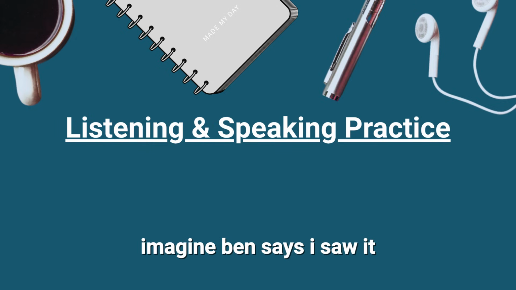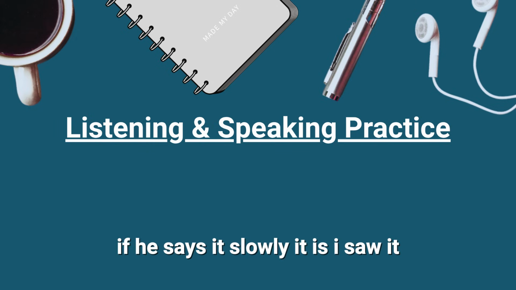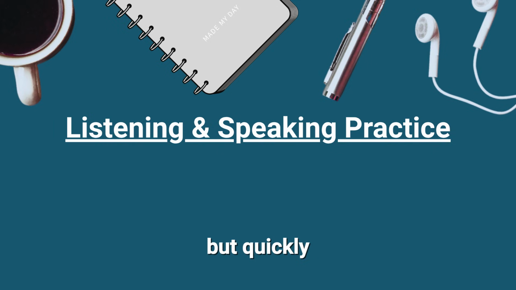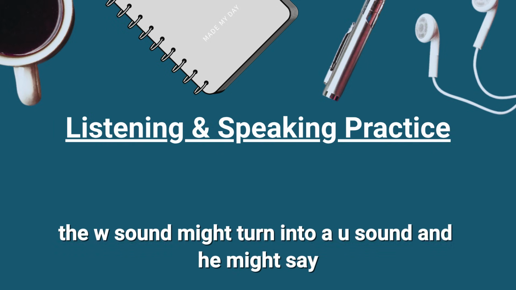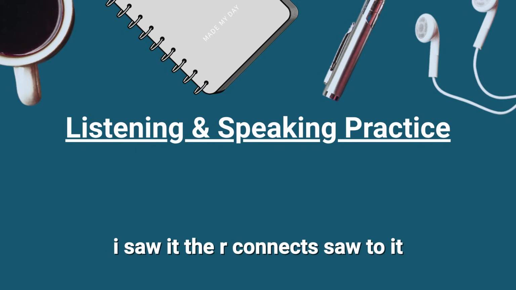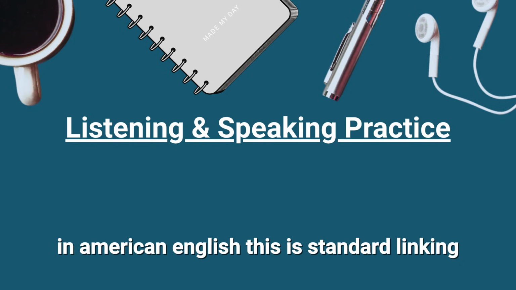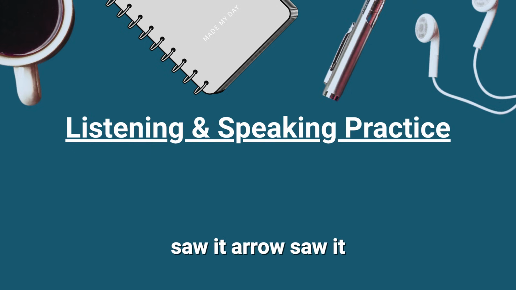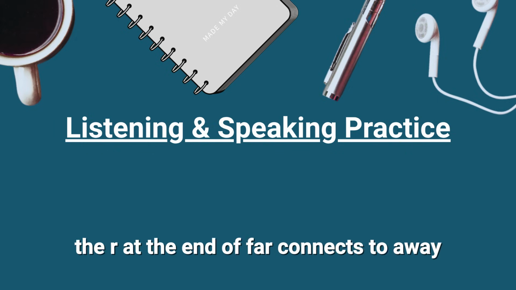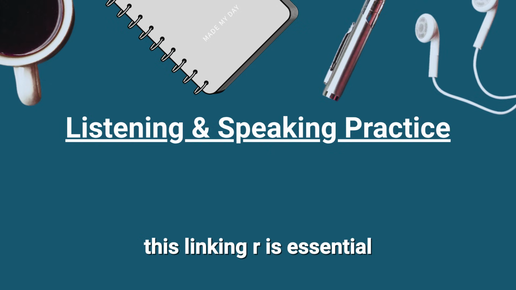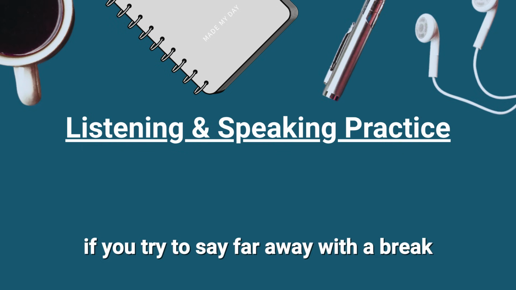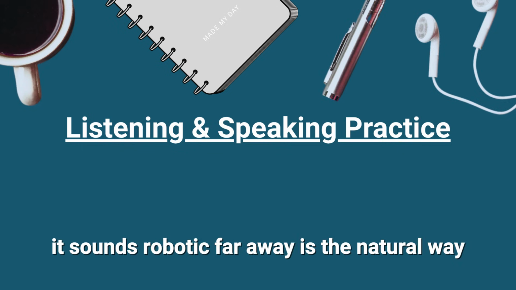Imagine Ben says, "I saw it." If he says it slowly, it is, "I saw it." But quickly, the W sound might turn into a U sound, and he might say, "I saw-R it." The R connects "saw" to "it." In American English, this is standard linking. "Saw it," "saw-R-it." "Far away," "far-ruh-way." The R at the end of "far" connects to "away." This linking R is essential. If you try to say "far away" with a break, it sounds robotic. "Far away" is the natural way.